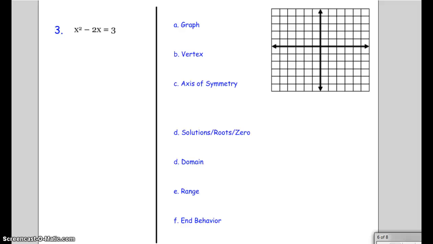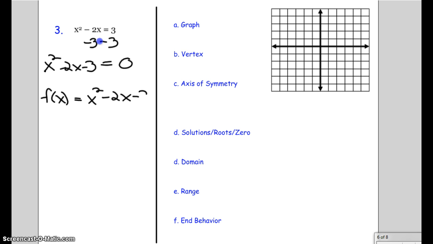If I want to make this equal to 0, I have to move this 3 over to the other side. So 3 minus 3, I'm left with 0 on the right-hand side. And then I have x squared minus 2x minus 3. Now I can graph it because the function is f of x equals x squared minus 2x minus 3. I can now graph it as a quadratic function and make it look like a parabola because of what I was given here.